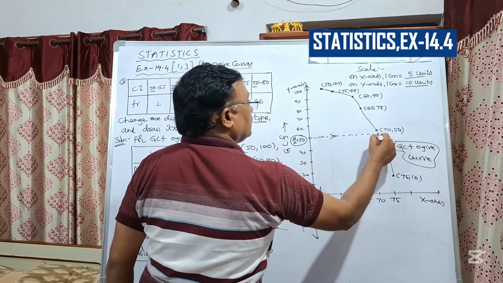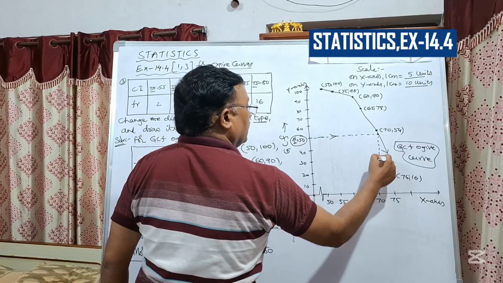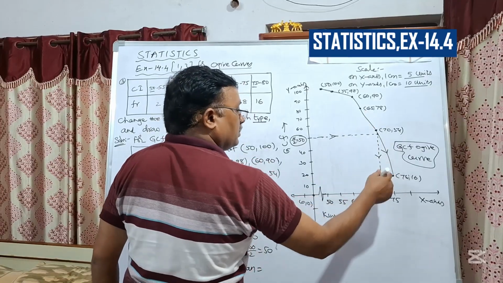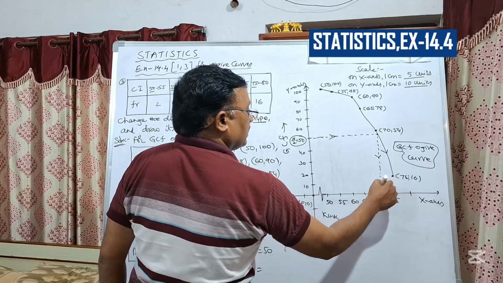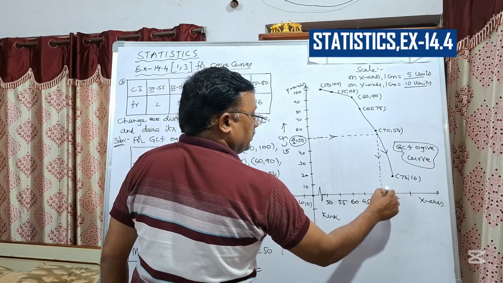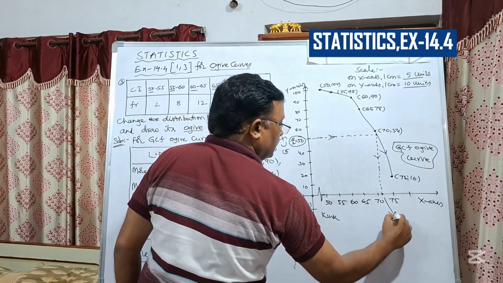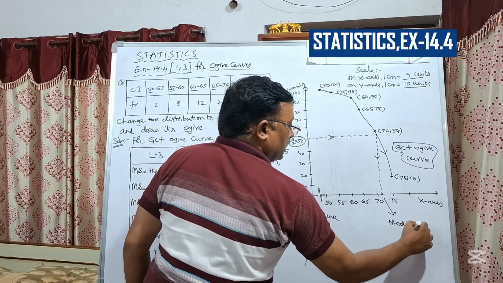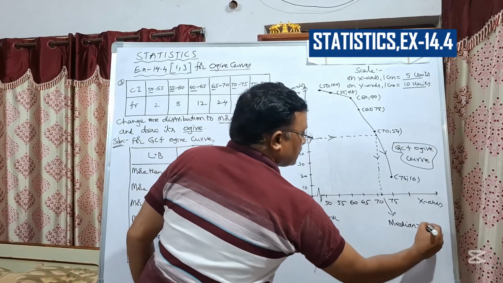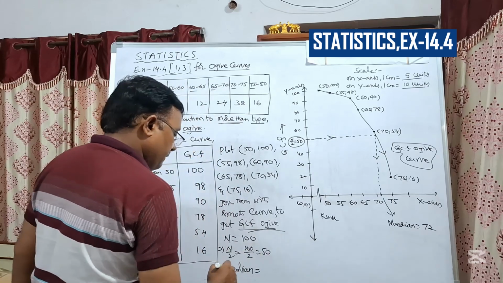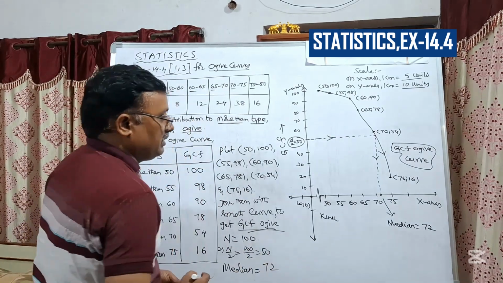Understood? From there, draw a line parallel to the y-axis down to the x-axis. You will get an intersecting point. Its x-coordinate is the median. That's why here it is 72 approximately. Therefore, median is equal to 72.